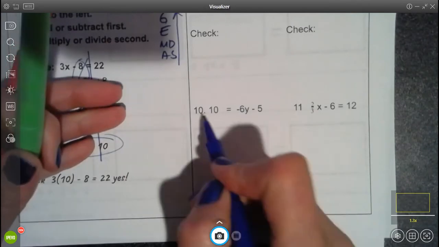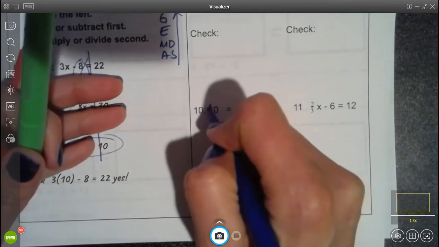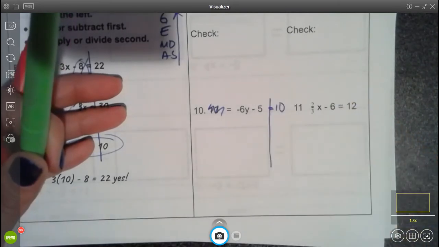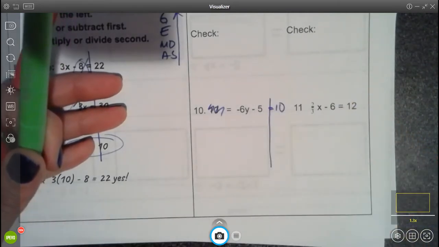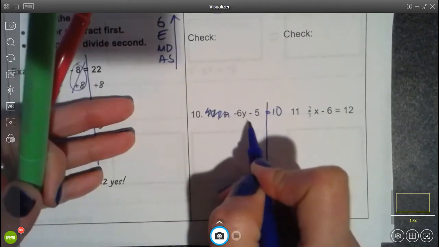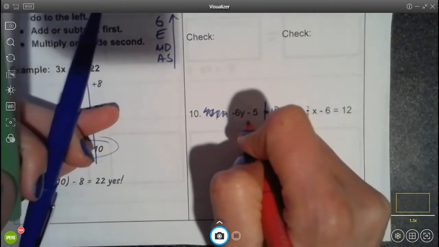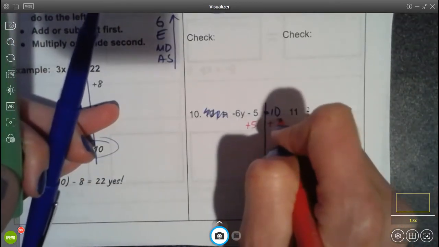So what I'm going to do here is I'm going to scribble out the 10 and I'm going to stick it down here because I personally always like my unknown on the left side. If you're okay with working a backwards problem, you just go right ahead and do it. So what is my constant? My constant is a minus 5. Opposite of minusing 5 is adding 5.